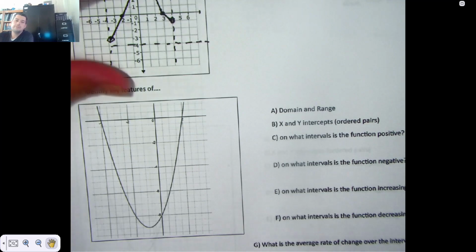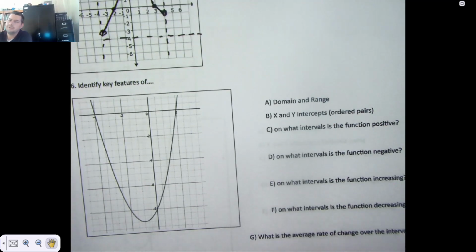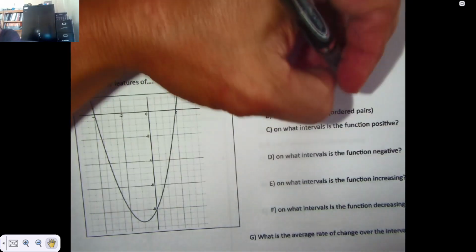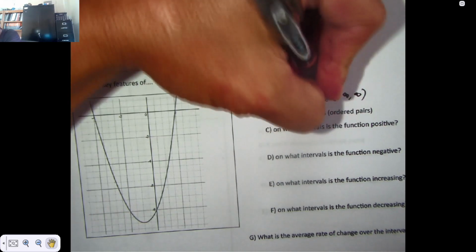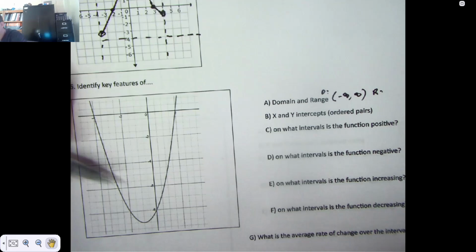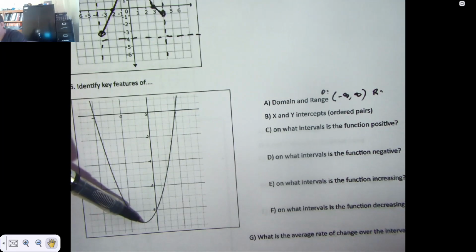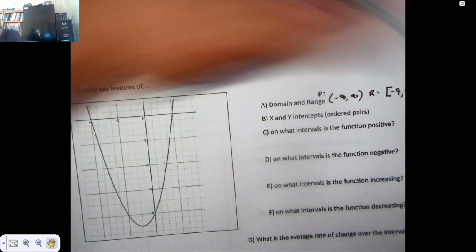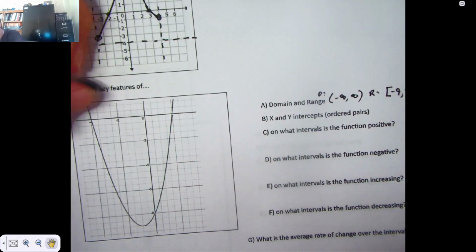Identify the key features of this graph. Domain and range, you ought to know this by heart by now. Domain is -infinity to infinity. That's your domain. Your range, looks like we're counting by 2s. Looks like it's -9 up. -9 to infinity.